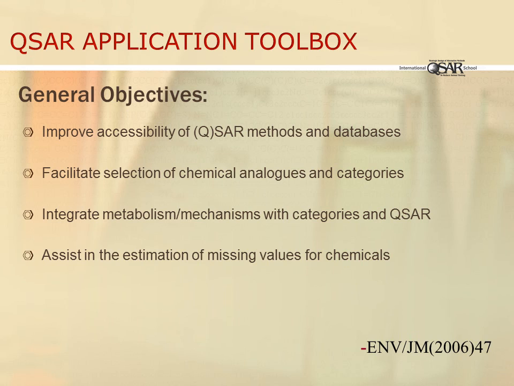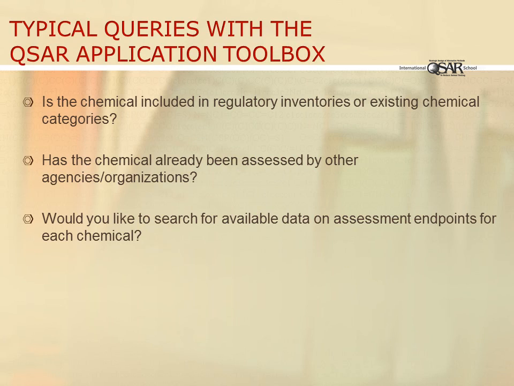The general objectives that came out of the initial contract to put this in place were to improve the accessibility of QSAR methods and databases, to facilitate the selection of chemical analogs and categories, to try to integrate metabolism and mechanisms into the discussion of categories and QSAR, and to assist in the estimation of missing values for chemicals.